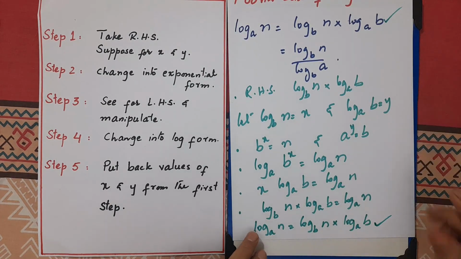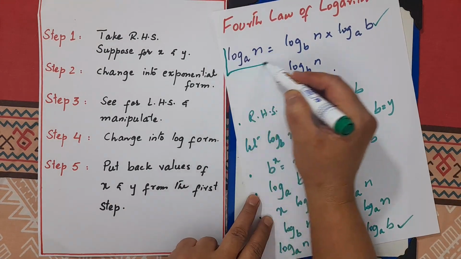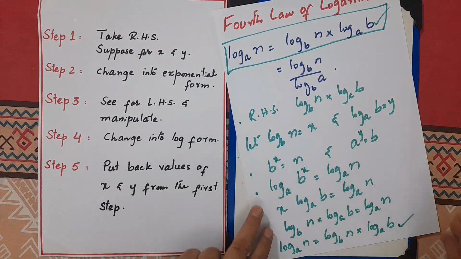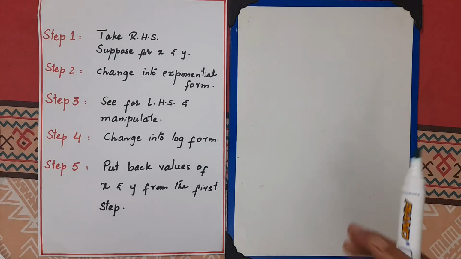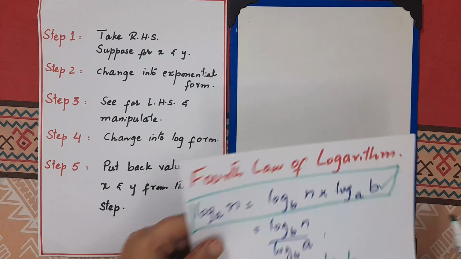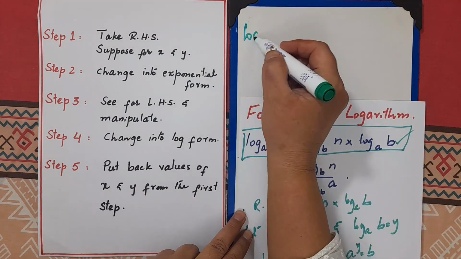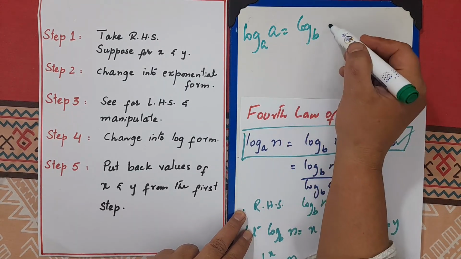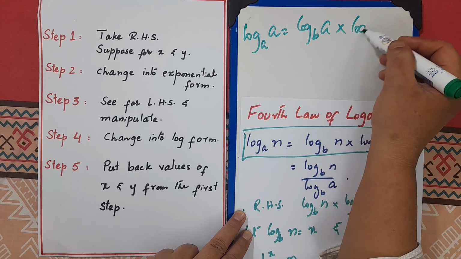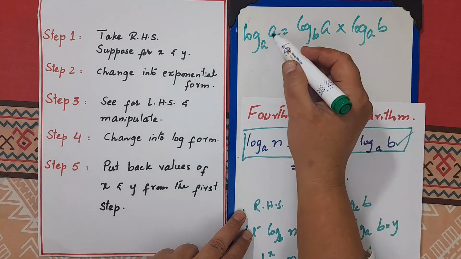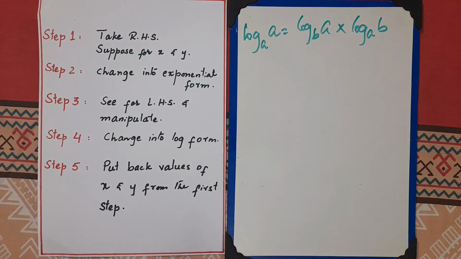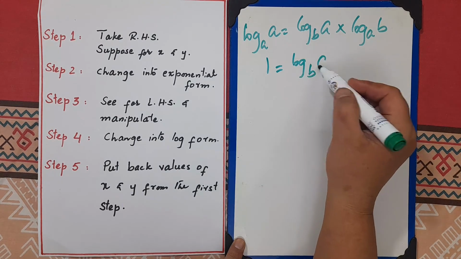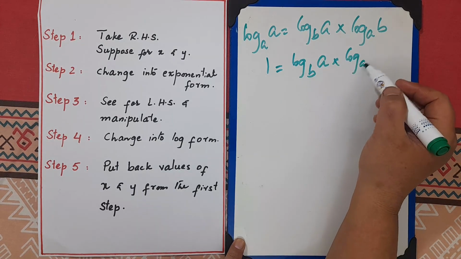For the second part, we are going to use this first part. Here, instead of n, we are going to replace n by a. Just have a look. Log a of a is equal to log b of a into log a of b. Log a of a, this was the fact that we proved previously, is equal to 1. So 1 is equal to log b of a into log a of b.